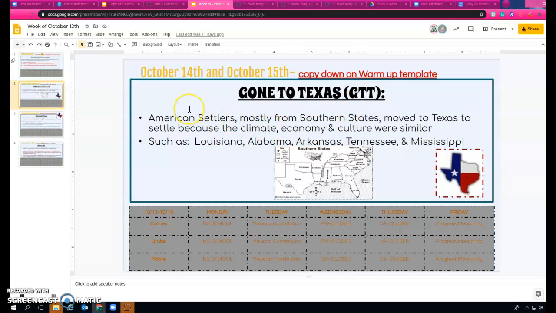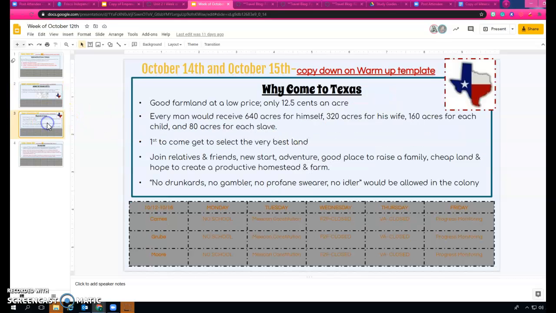So many Anglo-Americans, when they would leave the United States and go to Texas, they would say they are gone to Texas, meaning that they are moving to Texas. And we abbreviate that with GTT, Gone to Texas. The second part of the warm-up for today is why to come to Texas. So what were the incentives, or we also call these the pull factors.